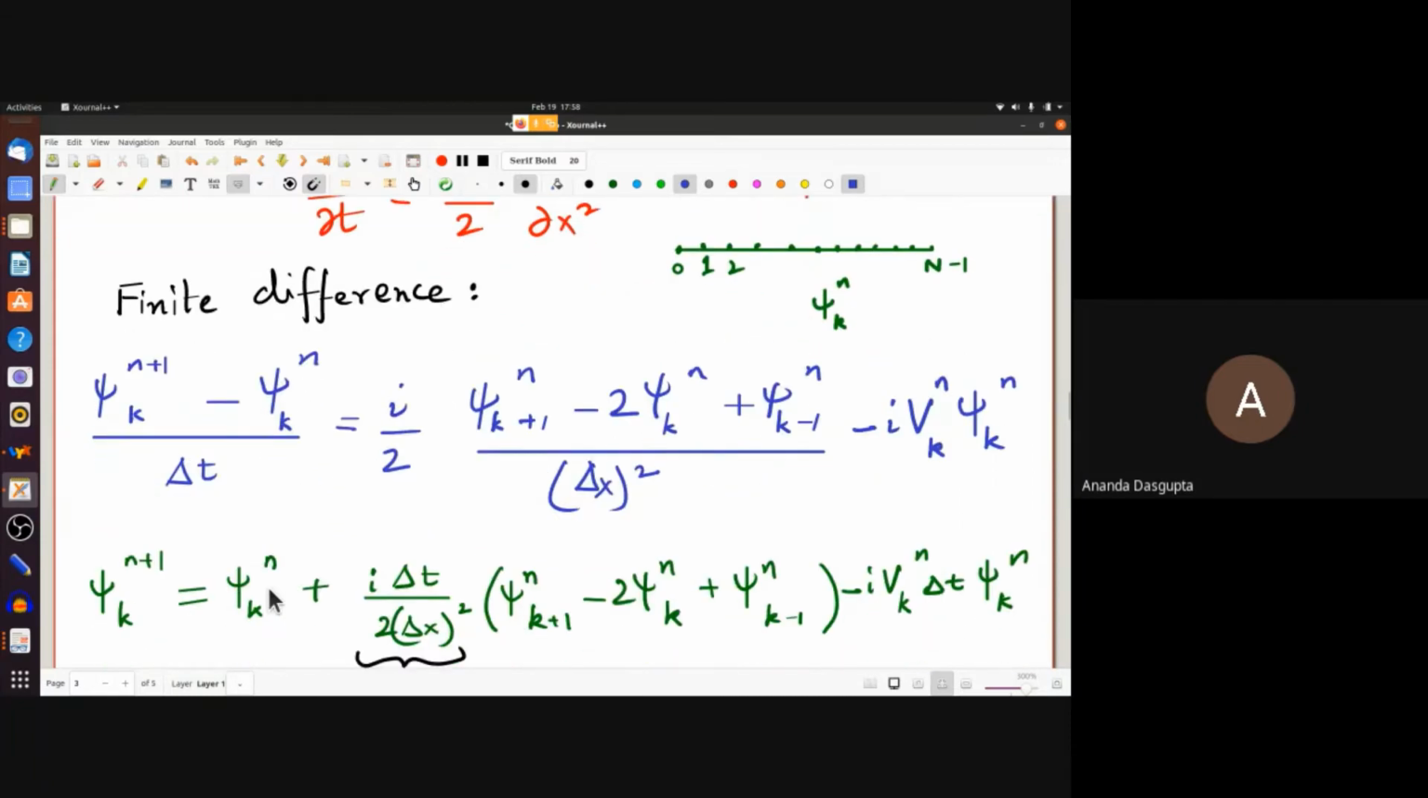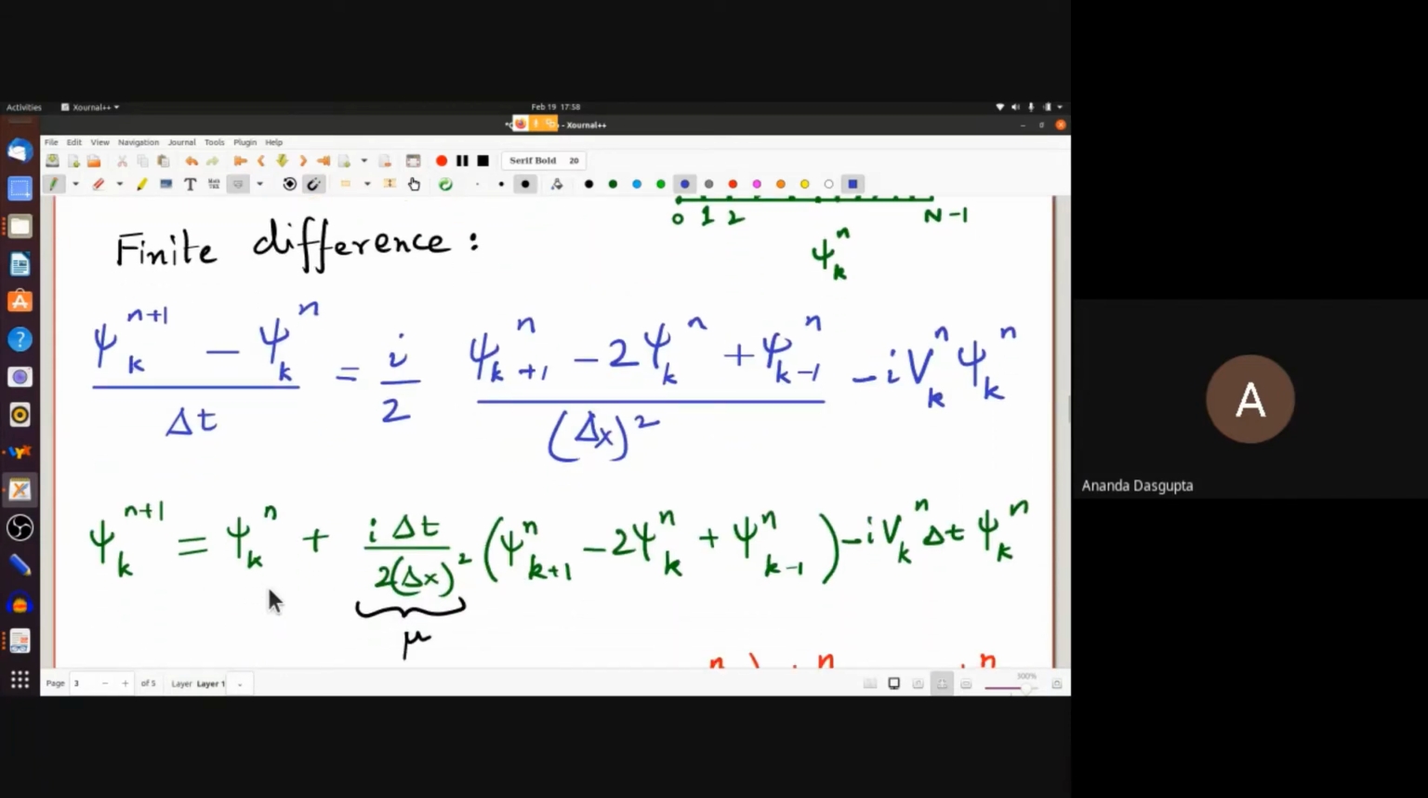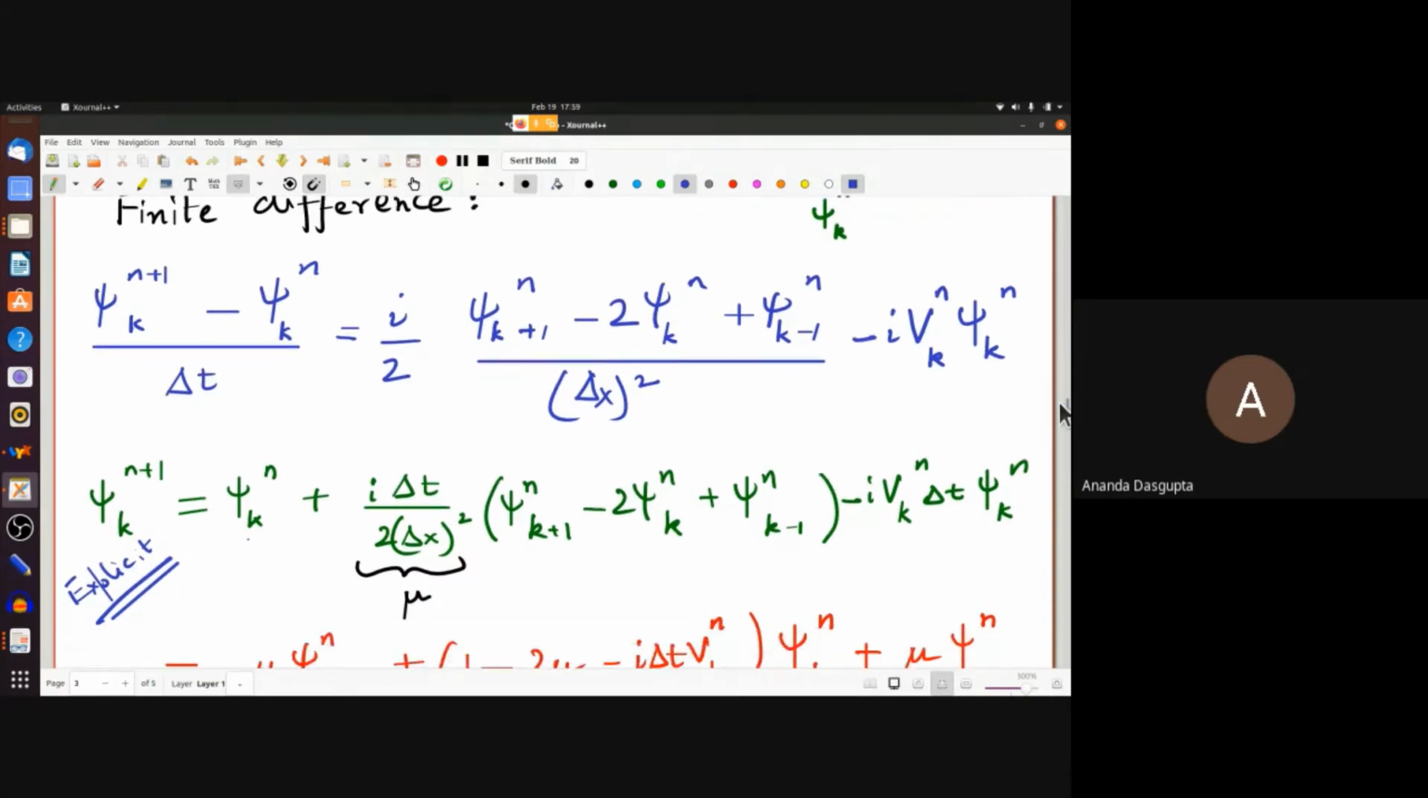If you just rewrite this a bit, move the delta t to that side and move the psi k n to the other side, you've got an explicit formula for calculating psi k n plus 1 for the time evolution. Psi k n plus 1 is simply psi k n plus this big combination, i delta t by 2 delta x whole square, minus i v k n delta t psi k n. That's it. So in principle, the problem has been solved.